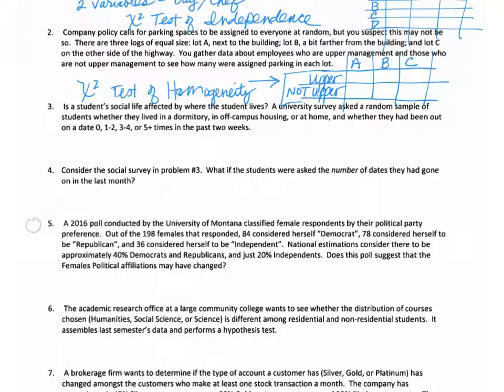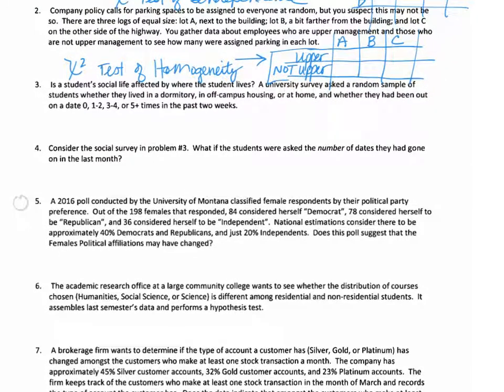Like this. So number 3, we want to know if a student's social life is affected by where the students live. So they ask some categorical question: which category do you fall into? 0, 1 to 2 dates a week, 3 to 4 dates a week, or 5 plus? Oh, it says in the past 2 weeks. Sorry. Still. That's crazy. All right. And so then, I'm 5 plus.